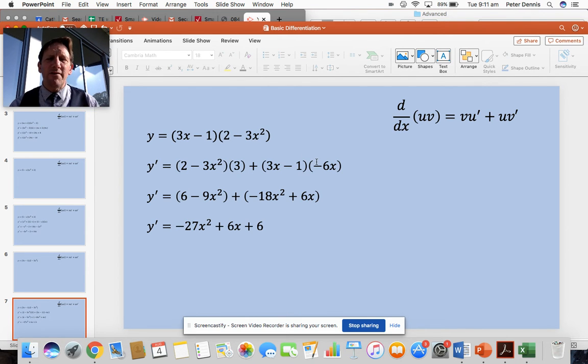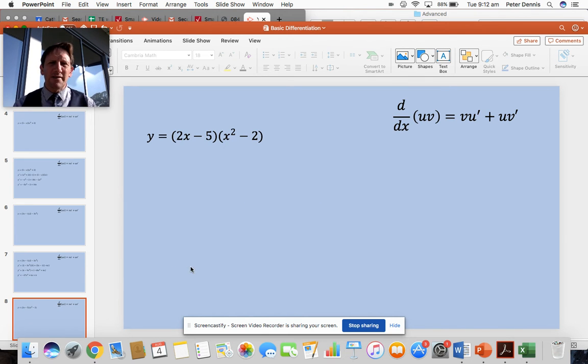And then it's just a matter of making sure we multiply everything out properly. This becomes 6 minus 9x squared, and then just be careful of this minus sign here, minus 18x squared plus 6x. And then it's just collecting like terms to get that. Hopefully, once we get down to here, we don't get fooled by this minus sign. But that's what you've got to remember. That's the product rule. So let's have a look at another one.